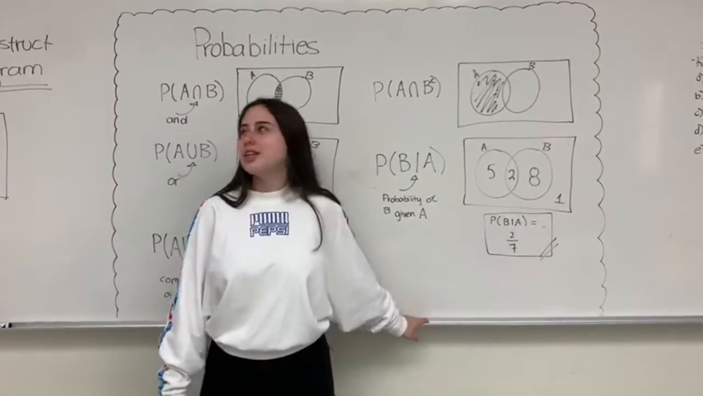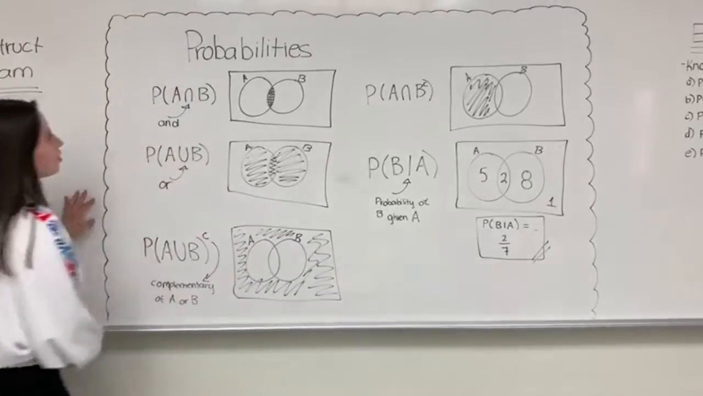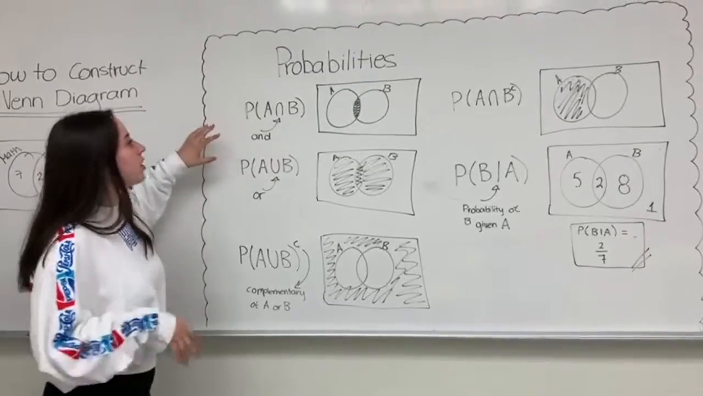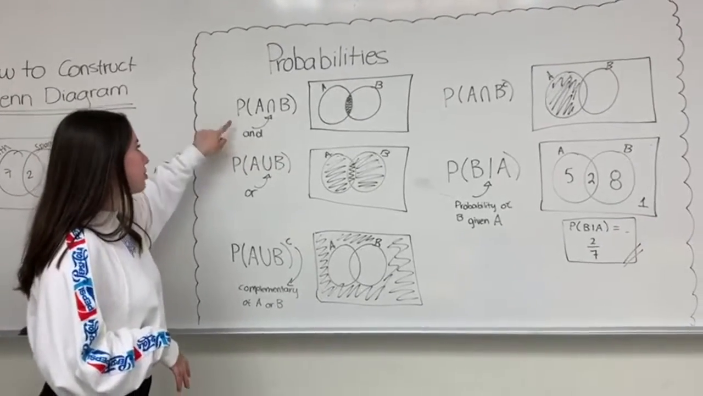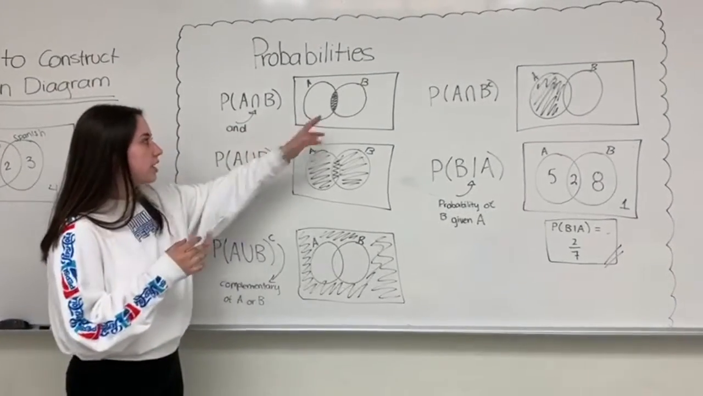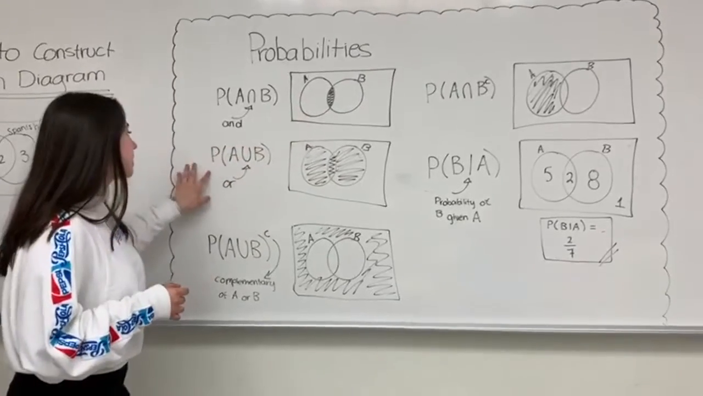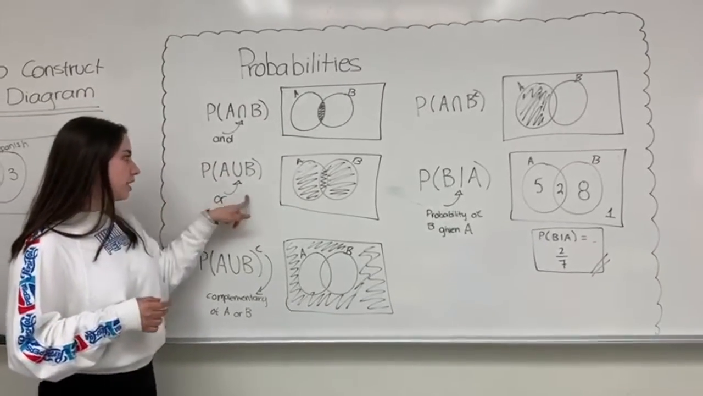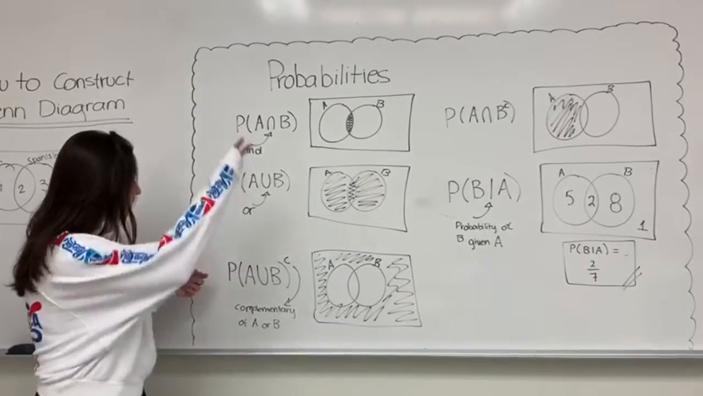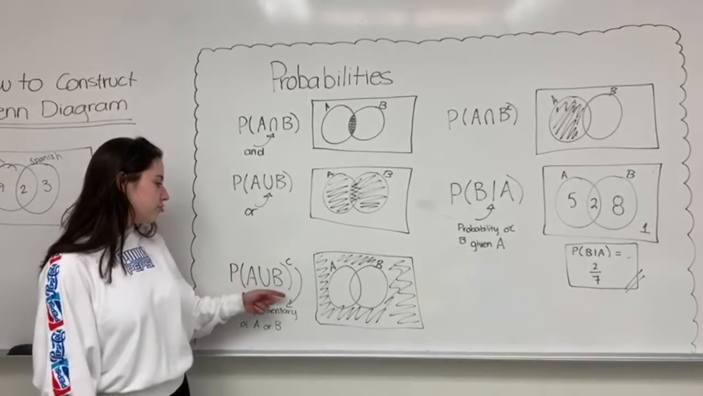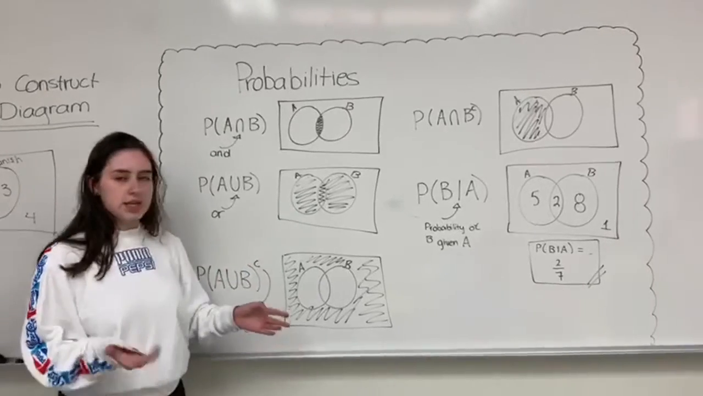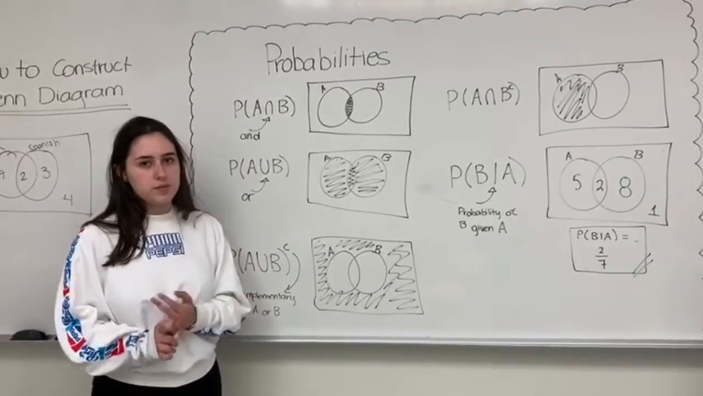Okay, so these are the probabilities of the Venn diagram, and you need to know them to make a good or correct Venn diagram. The first one is the probability of A and B, and in that it will only be the ones they have in common. The second one is the probability of A or B, that is all of A and B. The third probability is the probability of the complement of A union B, which says that it's everything that is not A or B.